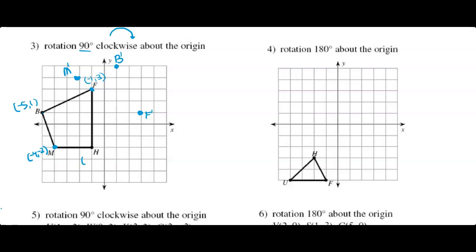And then H is at negative 1, negative 2. So it is in the third quadrant. We'll end up in the second quadrant at negative 2, positive 1. So there you have your rotated figure.